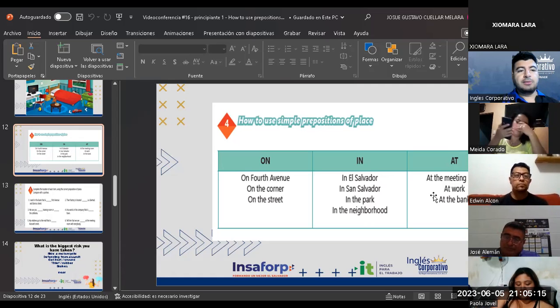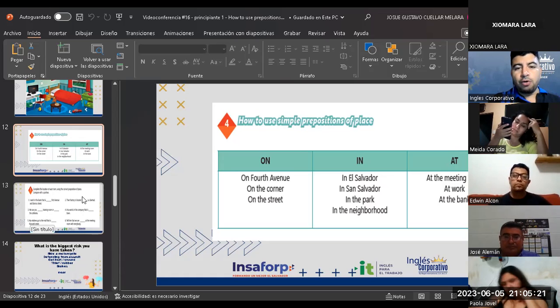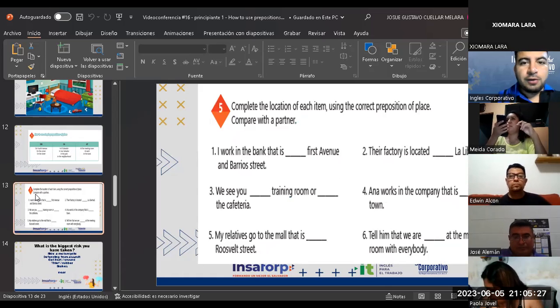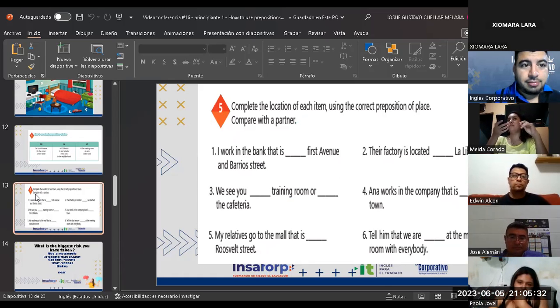Okay? So, we're going to use these prepositions of place for this exercise. Vamos a utilizar estas mismas. On, in, at. Here we have this. Okay? I need you to select one of these six sentences and write on, in, at. Okay? I'm going to give you a couple of seconds, les doy un par de segundos para que revisen y luego me dicen con cuál me apoyan.